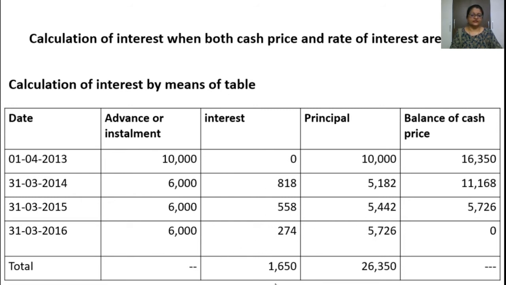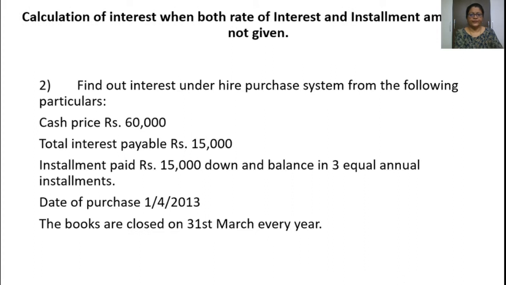So total interest is 1,650. So 26,350 is the principal amount. This way you can do the calculation when rate of interest as well as cash price is given. It is very simple. Now let us take the next problem.